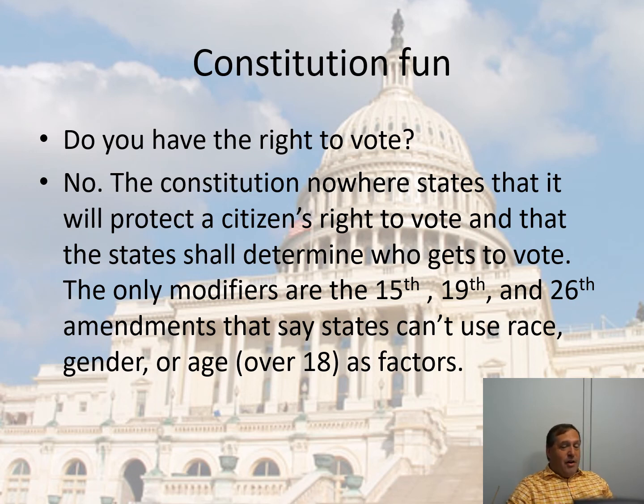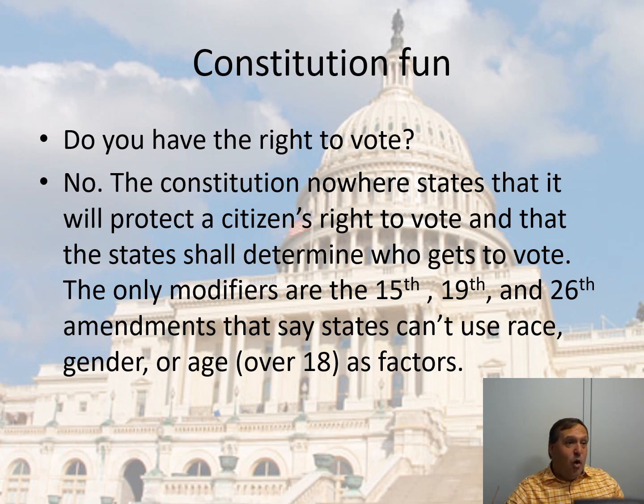The only modifiers to this are the 15th, 19th, and 26th Amendments, which say that states cannot use race, gender, or age, meaning over 18, as factors. So the states can determine who can and can't vote, but they can't say, oh, well, you can't vote because you're black. Can't do that, right? Everybody can vote except for women, right? Sorry, women, you can't vote, right? They can't do that. They're not allowed to do that. And states cannot make you wait longer than your 18th birthday to be able to vote, okay?